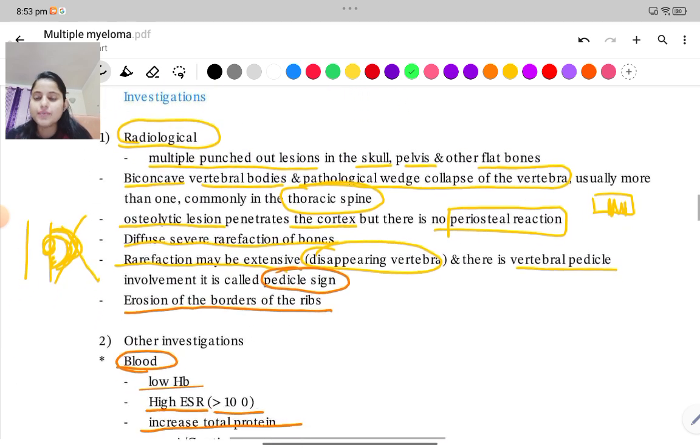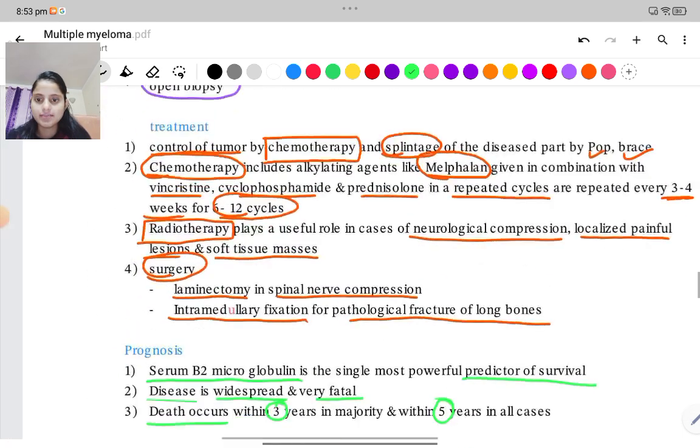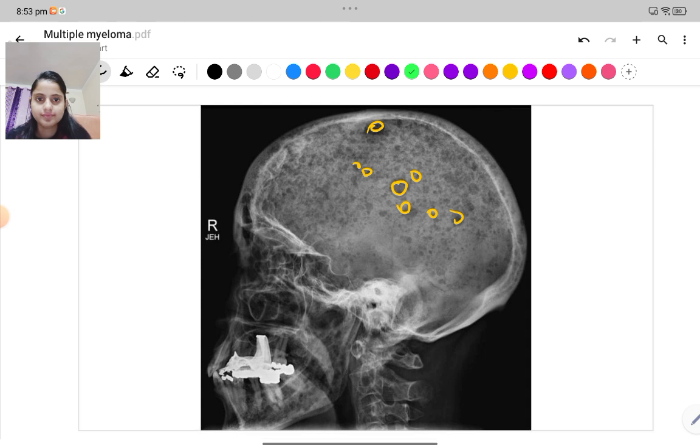On investigation, we do the radiological in which we can see the multiple punched out lesion in the skull. Here we can see multiple punched out lesion in the skull.